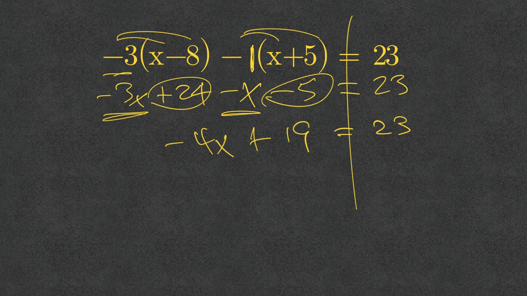We've done our distribution. We have now combined like terms on the left side to make the left side as simple as possible. So now we're sitting here with a 2-step equation at this point. Is everybody okay up to this point? Yes. Third step, do I need to add or subtract anything? Subtract 19. Thank you. Subtract 19 from both sides. 23 minus 19. 4. Thank you.